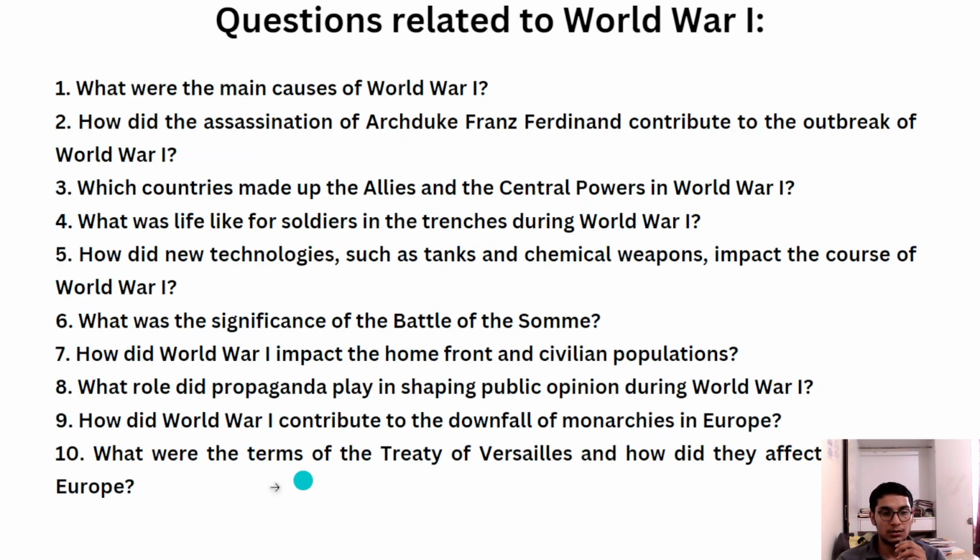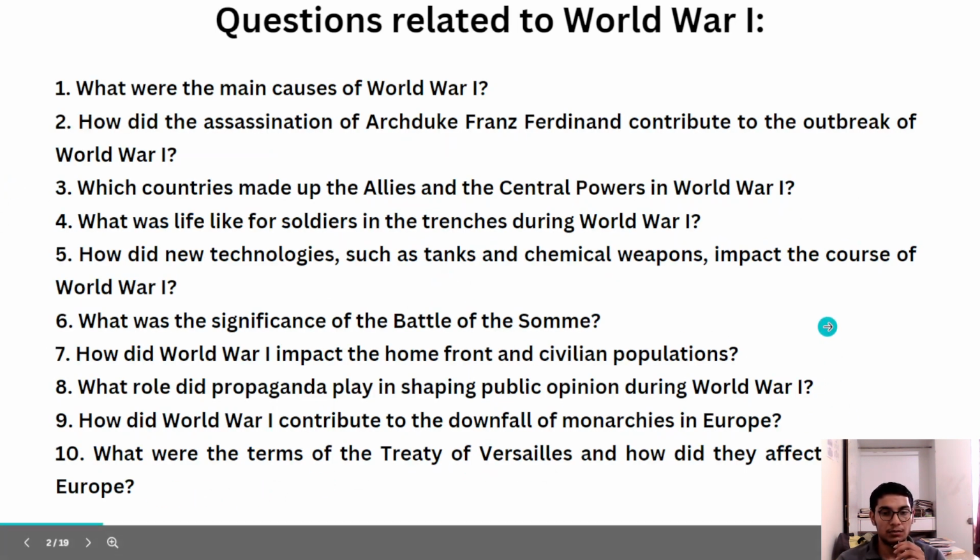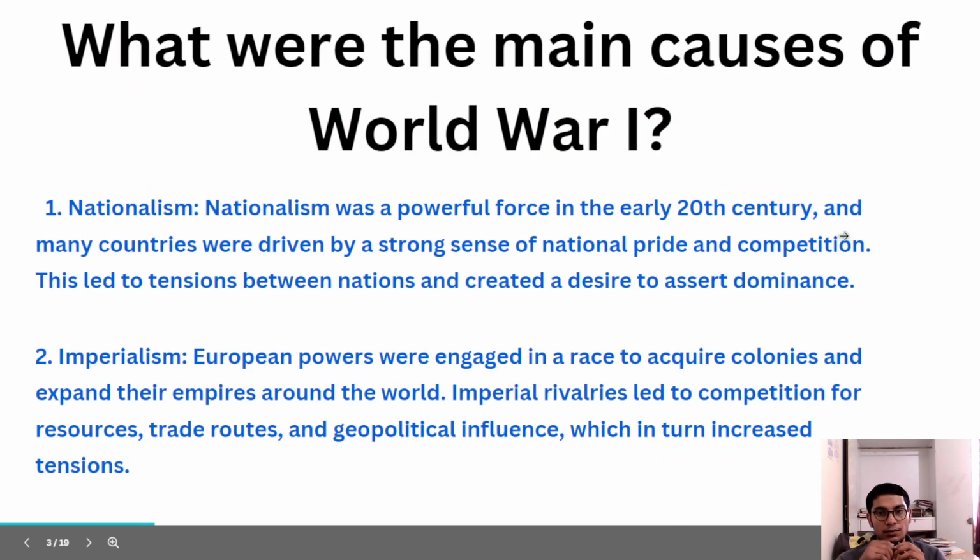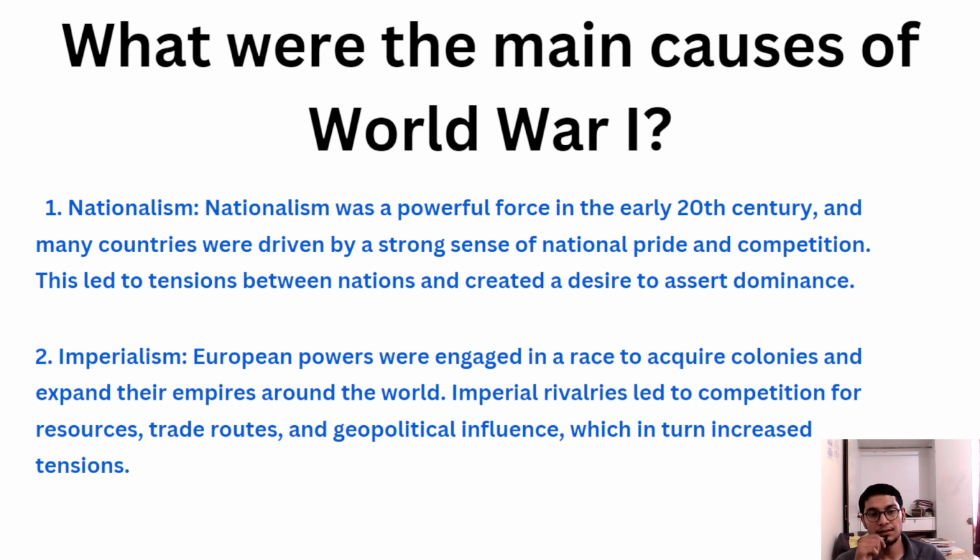Yeah, we have covered this topic. What are the terms of the Treaty of Versailles and how did they affect post-war Europe? What were the main causes of World War I? Nationalism. Nationalism was a powerful force in the early 20th century, and many countries were driven by a strong sense of national pride and competition. This led to tension between nations and a greater desire to assert dominance. What does nationalism mean?